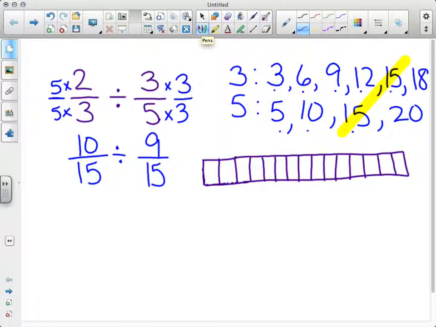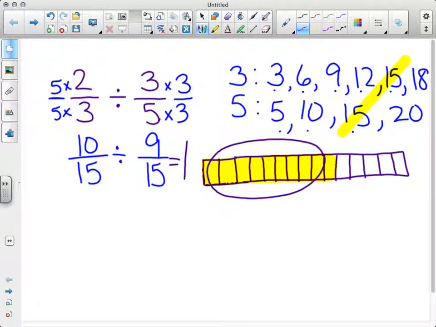Okay, so there's 15 pieces, and I need 10 of them. So I'm going to use my highlighter, or you can shade with a pencil. 10 pieces. 1, 2, 3, 4, 5, 6, 7, 8, 9, 10. And I should have 5 left over because I have 15 spots. So it happened, so we're good. Now, because I have 10 15ths, I'm dividing them into groups of 9 15ths. So let me make a group of 9 15ths. That would be here. That's one group.